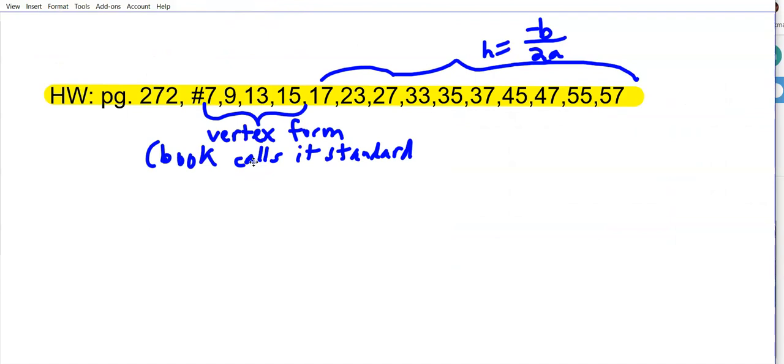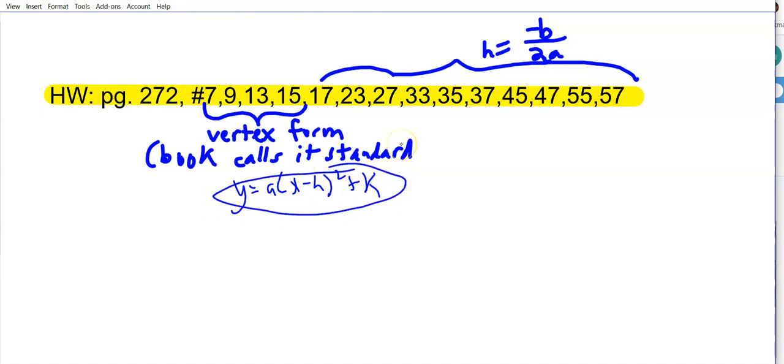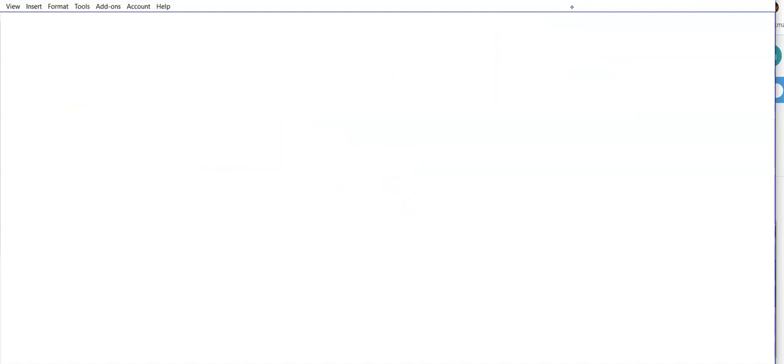Finally, in your book, vertex form, which your book calls standard form, but I'm going to say y equals a times (x minus h) squared plus k. For the first few problems, once you put them into vertex form, maybe do complete the square for the first four. And then for the rest of your homework, I want you to do the two-step method: h equals opposite b over 2a, plug that in to get k. Use that method for the rest of your problems. That's it. That's the end of the screencast.